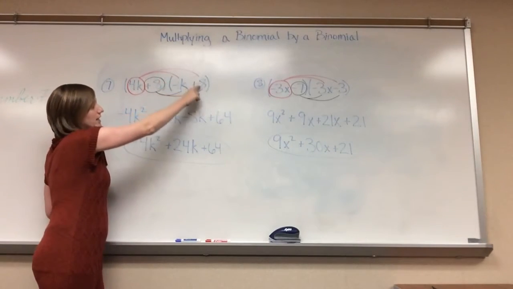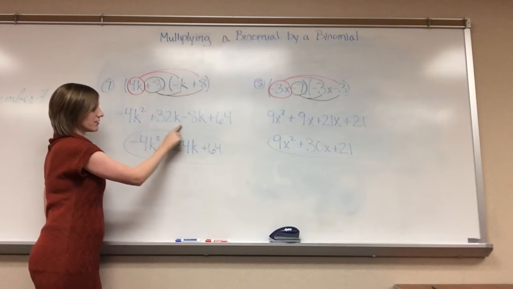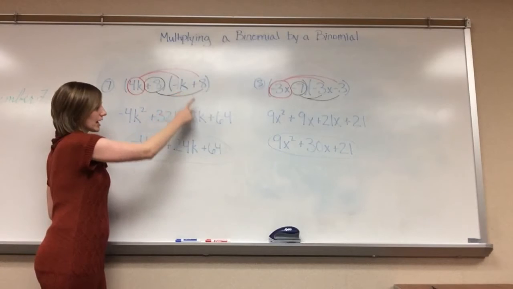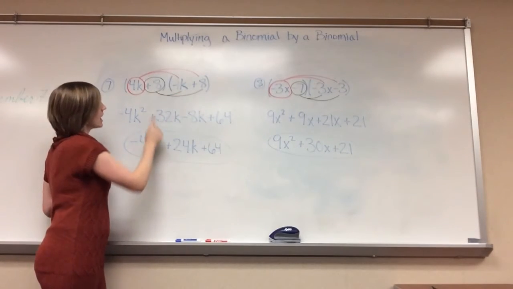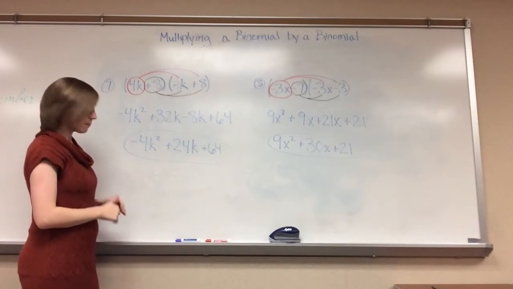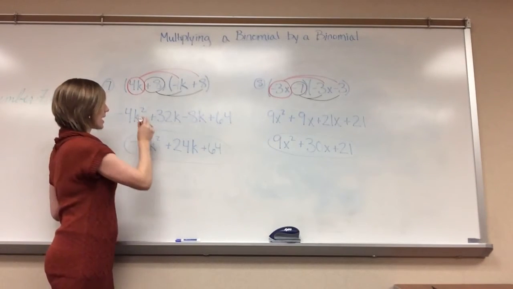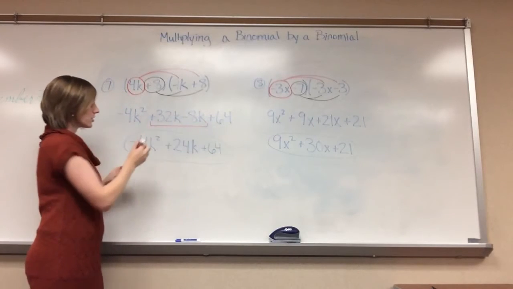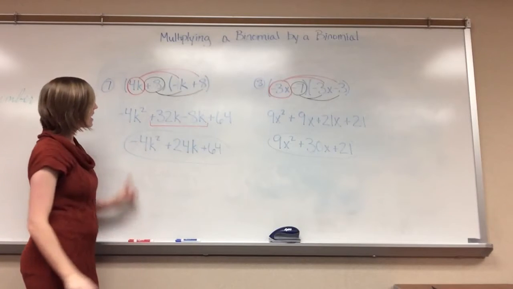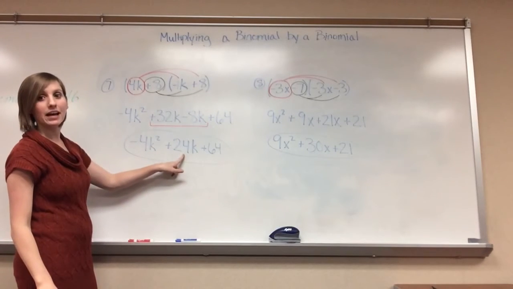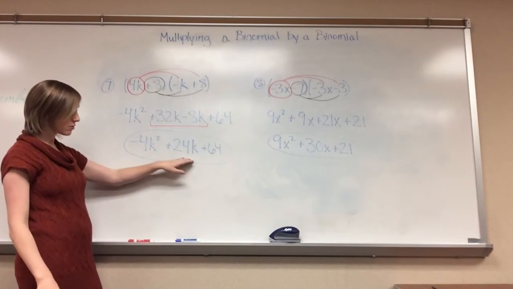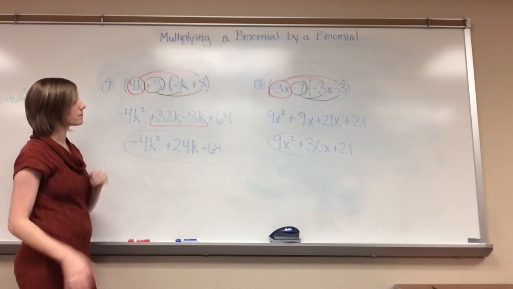And then I took 4k times the positive 8. I got positive 32k. From there I multiplied the positive 8 times negative 1k. I got negative 8k. And then I took positive 8 times positive 8 and got positive 64. My last step here was to go ahead and combine my like terms, the negative 8k and the positive 32k. I got 24k when I combined those. So my answer was negative 4k squared plus 24k plus 64.